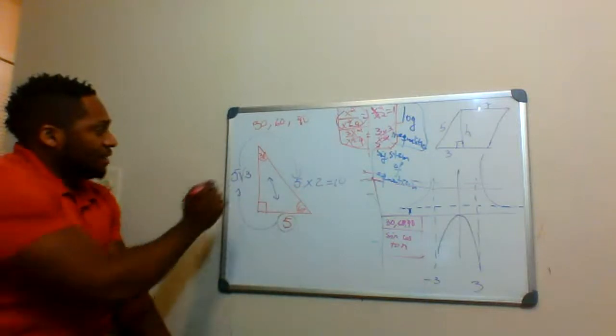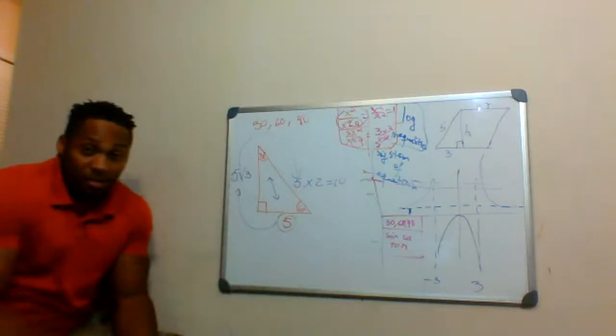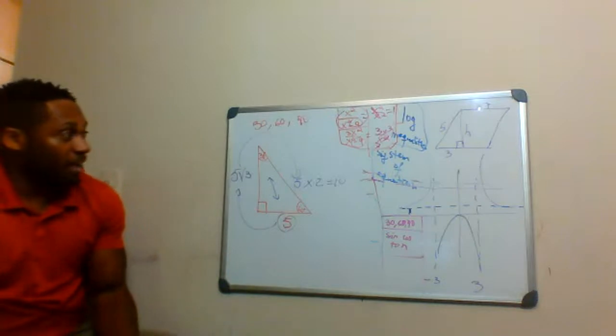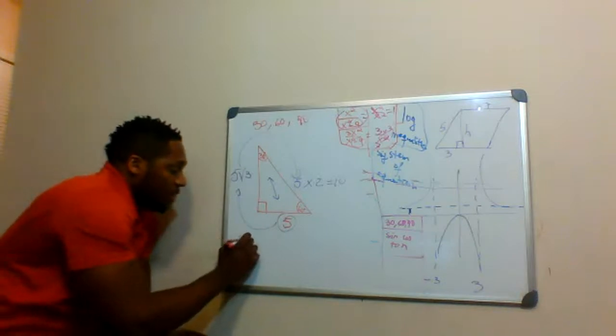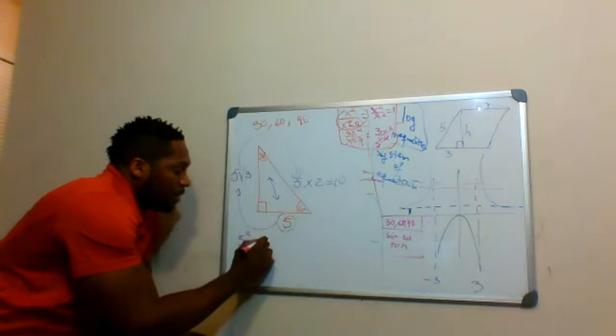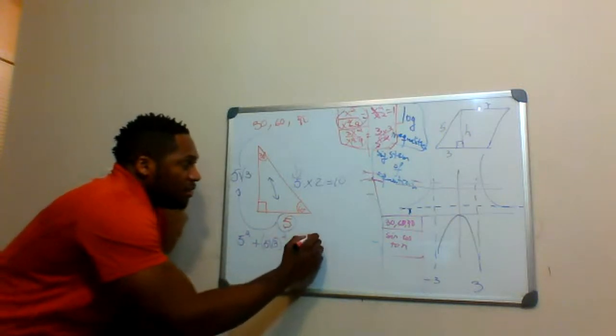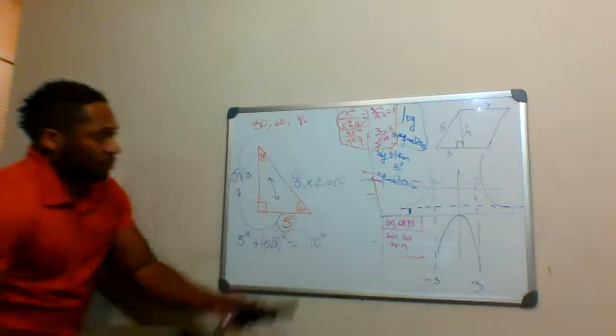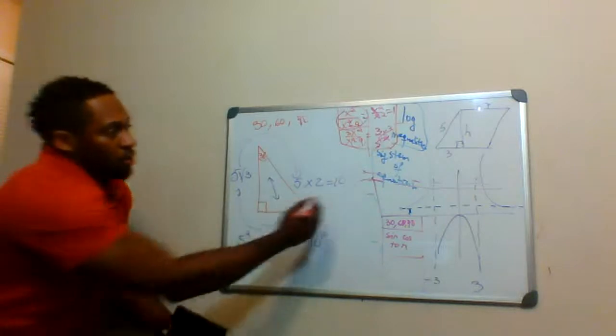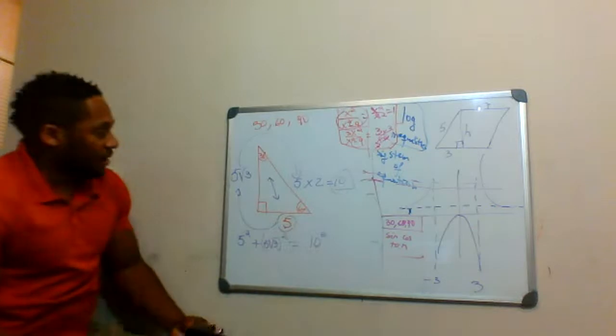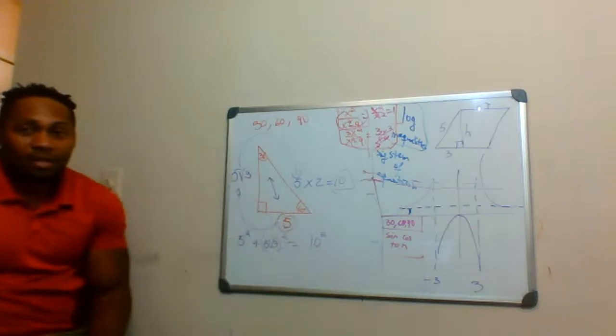How do we verify this? Okay, let's verify. It's a right triangle, so it satisfies the Pythagorean theorem. That means 5 squared plus 5 square root of 3 squared should give me 10 squared. So I square the hypotenuse, I square these two, and let's see if they are the same.